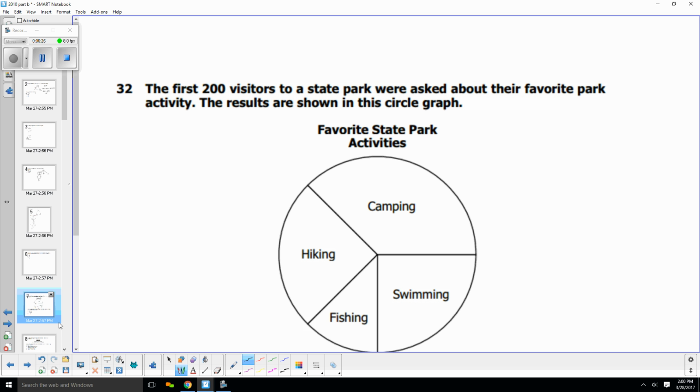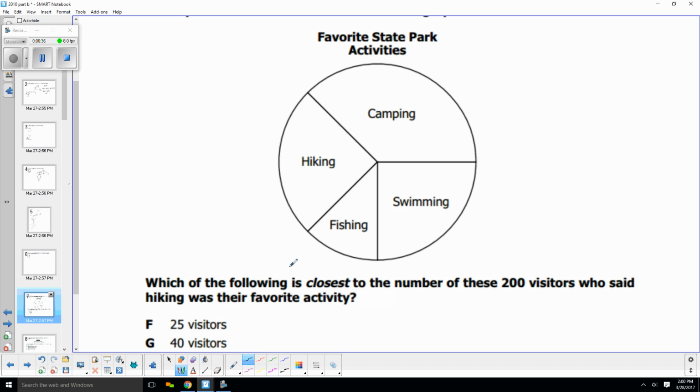The first 200 visitors to a state park were asked about their favorite park activity. The results are shown in a circle graph. So we enjoyed camping, hiking, fishing, and swimming. Which of the following is closest to the number of those 200 visitors who said hiking was their favorite activity? Well, what section of this graph do they like hiking? Kaylee?